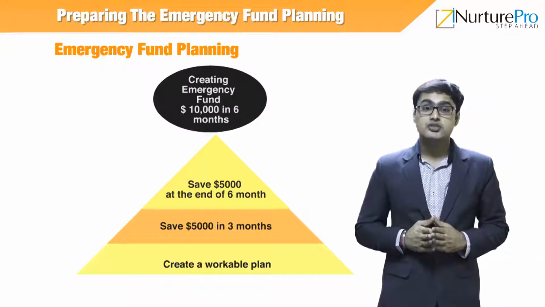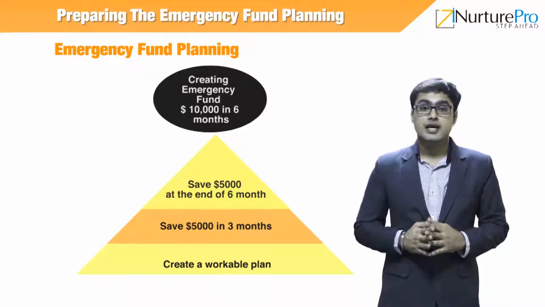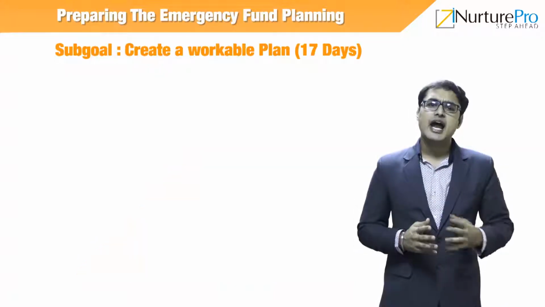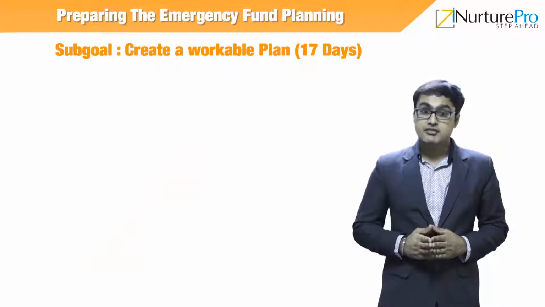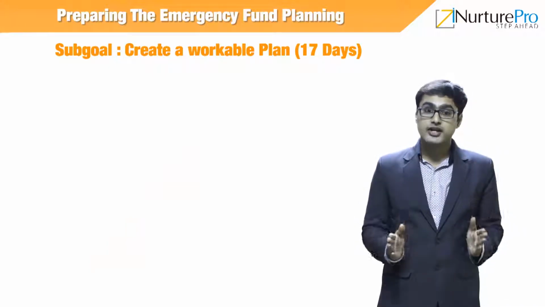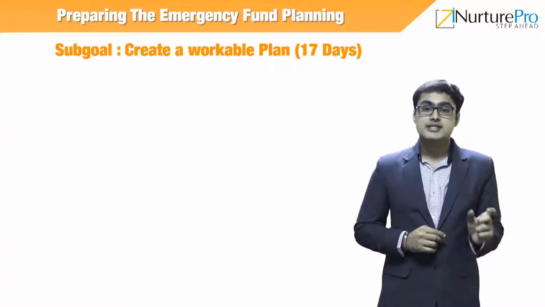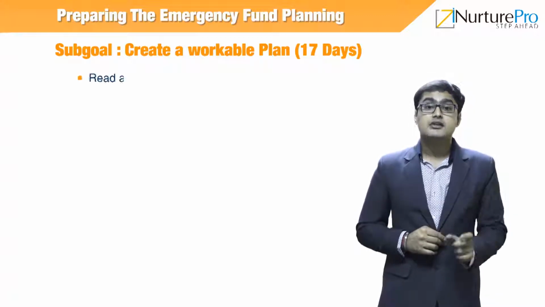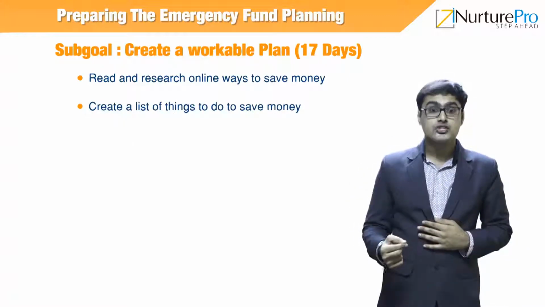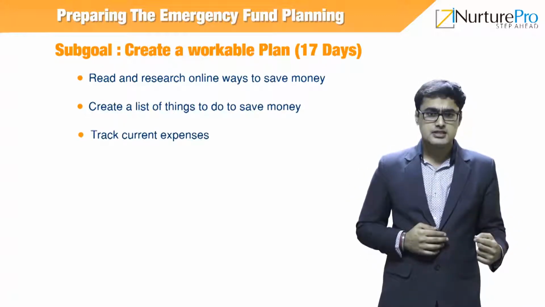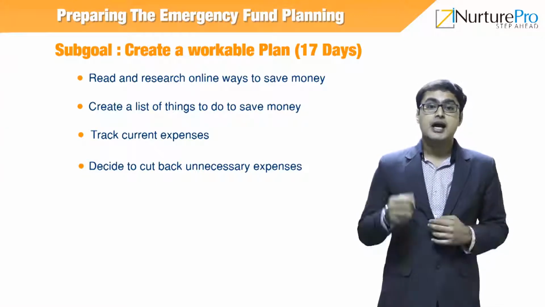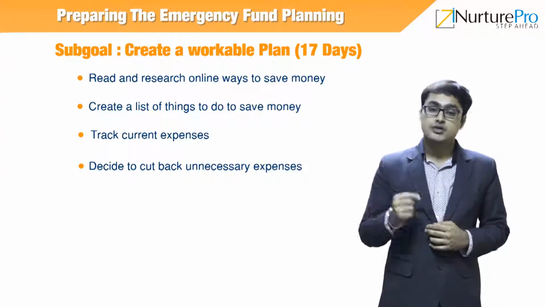To achieve these sub-goals, we take care of certain tasks. Let's look at them in detail next. So in hand we have 183 days. 17 out of 183 days are used to create a workable plan. To create a workable plan, you must undertake certain tasks such as reading and researching online ways to save money, creating a list of things to do to save money, tracking current expenses, and deciding to cut back unnecessary expenses. After creating a plan, now let's see how to execute it.